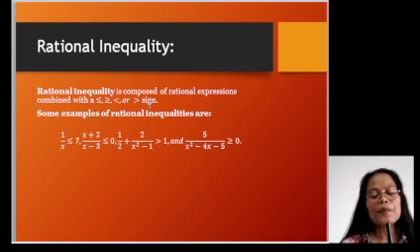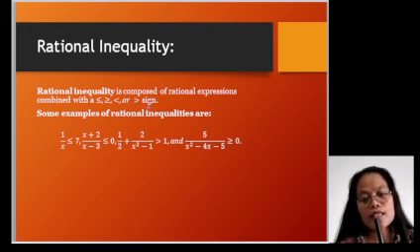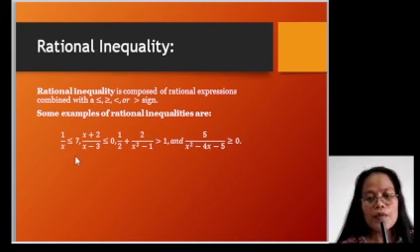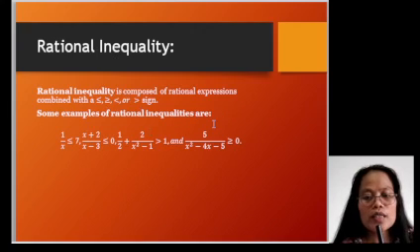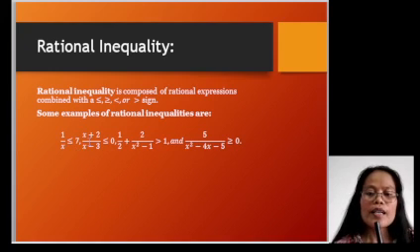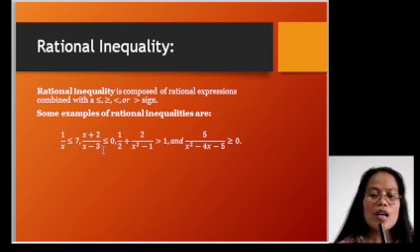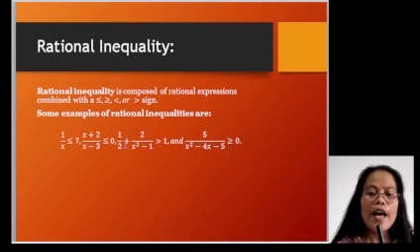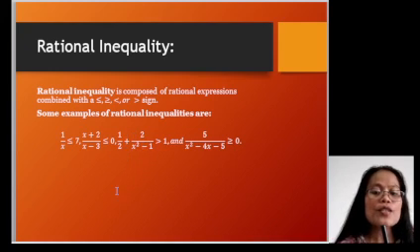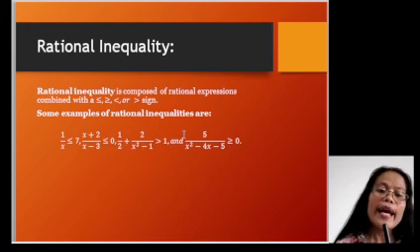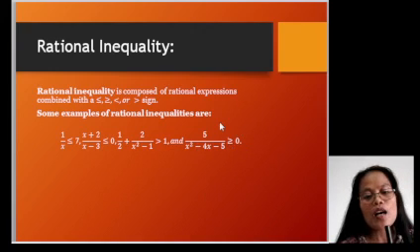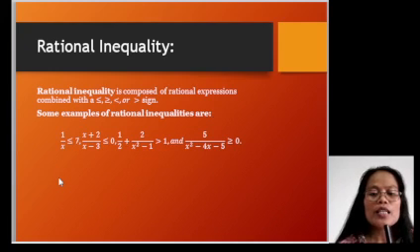We can see some symbols like this. It represents inequality. So some examples of rational inequalities are 1 over x is less than or equal to 7. x plus 2 over x minus 3 is less than or equal to 0. 1 half plus 2 over x squared minus 1 is greater than 1. And 5 all over x squared minus 4x minus 5 is greater than or equal to 0. So those are examples of rational inequalities.